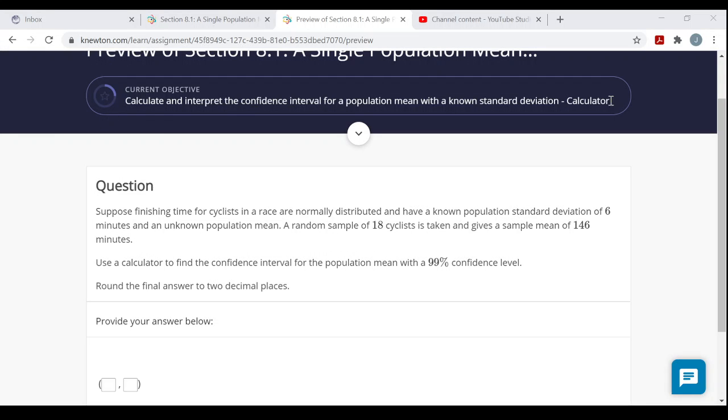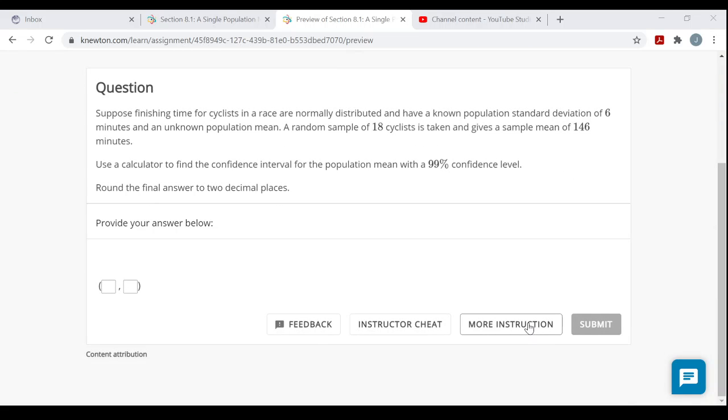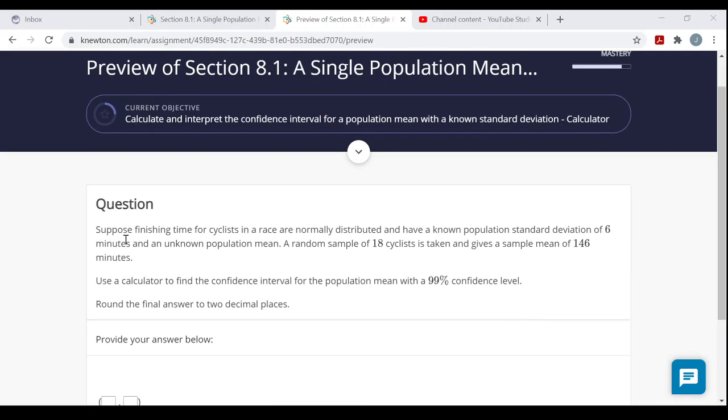Again, if you're unfamiliar with how they're using the calculator, how they're going about this objective, please look at more instruction and see how they're doing things. Hopefully it helps. So here, suppose finishing time for cyclists in a race.